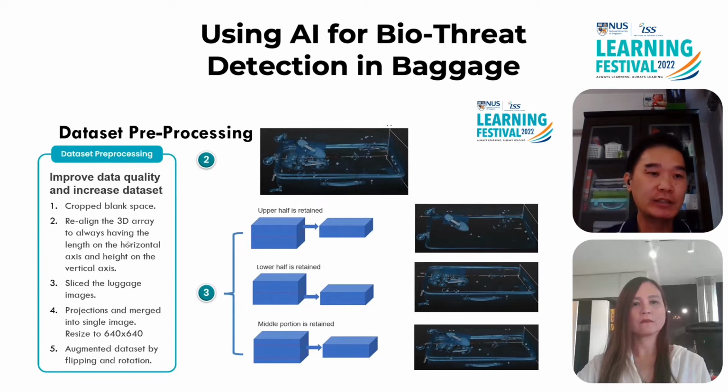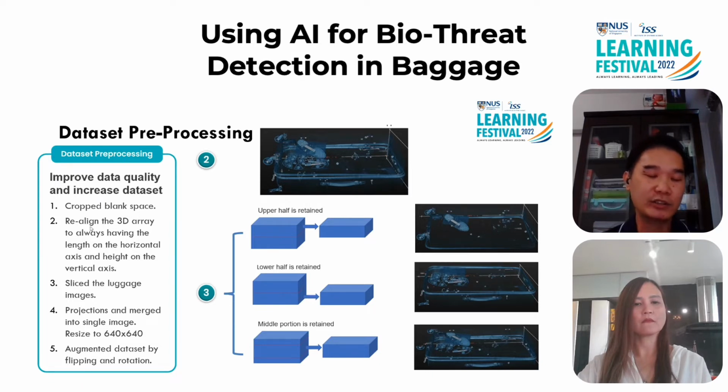Okay, here is the description of the data processing steps. As you can see on the left, the first step is that we crop the blank space. Remember that the standard 3D NumPy array we have is 1024 by 640 by 864. But that's the standard size, so depending on how big the luggage is, there will be a lot of blank spaces outside of the luggage space. So what we did is we crop away all those blank spaces. That's the first thing that we did.